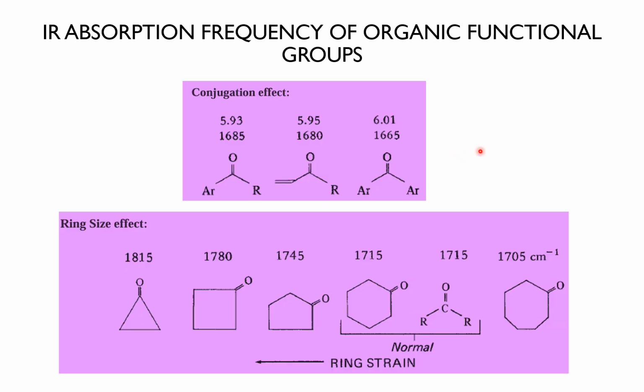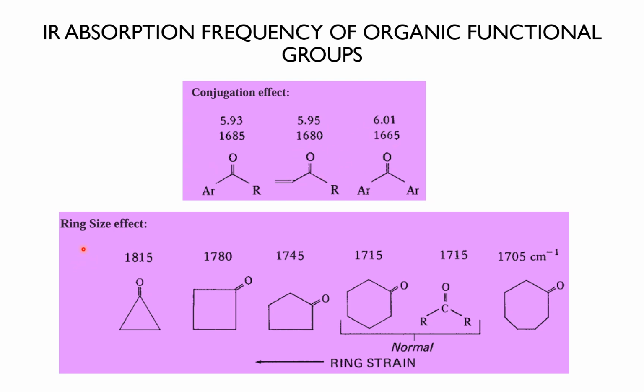So let's see a few examples of ketones. Here we can see that we have one aromatic ring, say a benzene ring, and one alkyl group. So here we have conjugation as well as electron donating effect of the alkyl group. So the value is 1685 centimeter inverse. For alpha beta unsaturated ketone, it is 1680 centimeter inverse because there is less conjugation. And when there are two aromatic rings, then both the rings are involved in conjugation. So the value is 1665 centimeter inverse. So this is the conjugation effect.